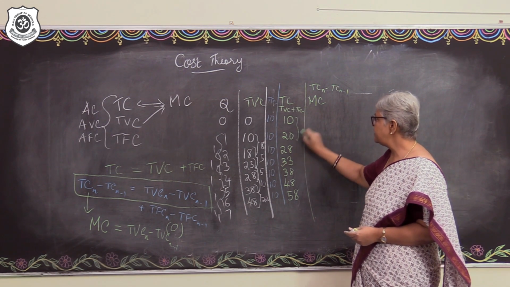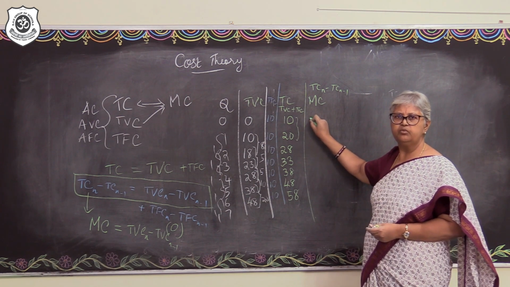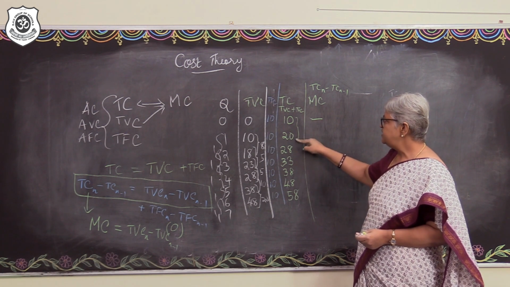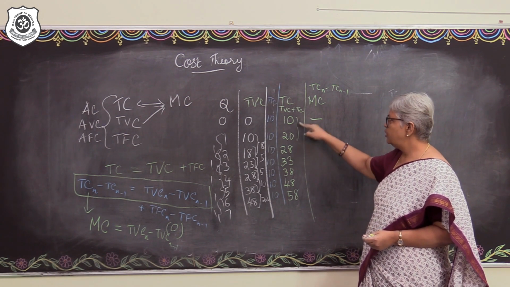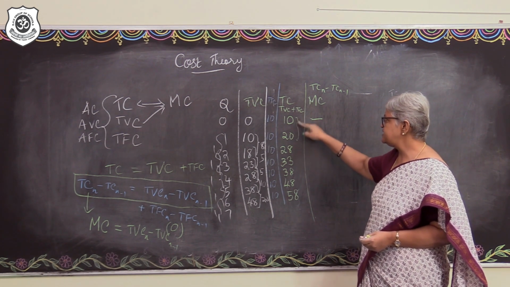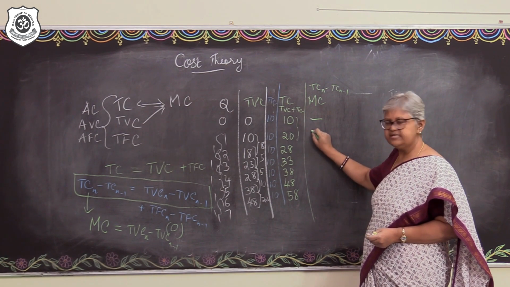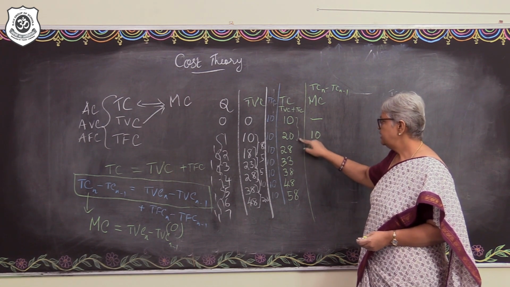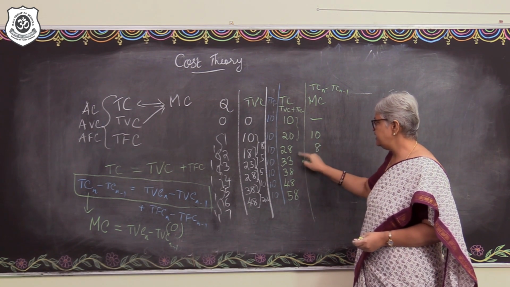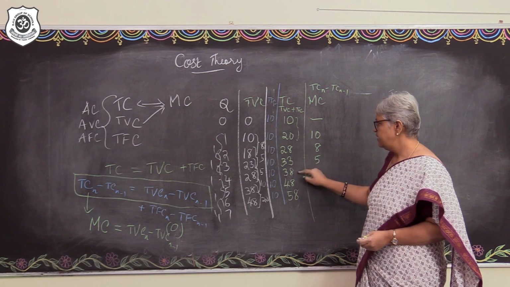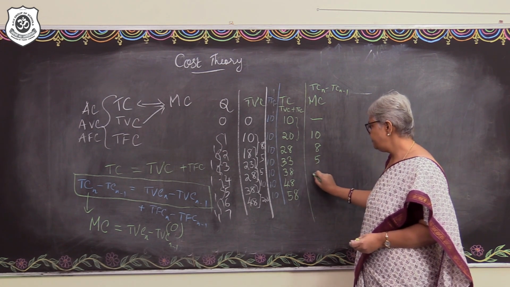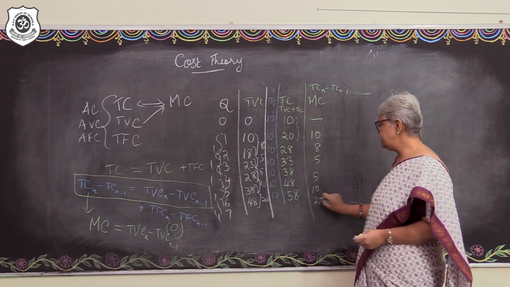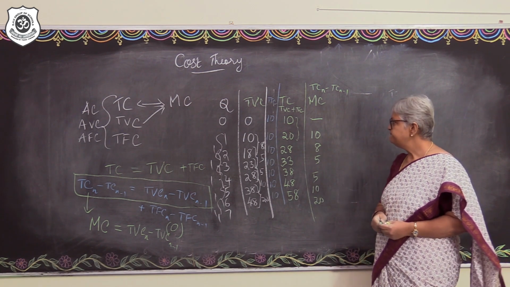So what is the change that's happened? For the first level you will not be able to calculate, so just put a dash there. From the next level, the change in the total cost is what? It is 10. Right? And then the next level, it is 8. And then the next level, it is 5. And then again, the next level it is 5. Next level it is 10. And then it is 20. Right? Yeah?